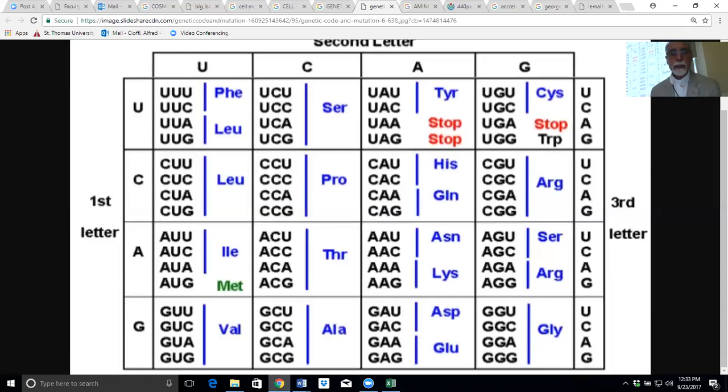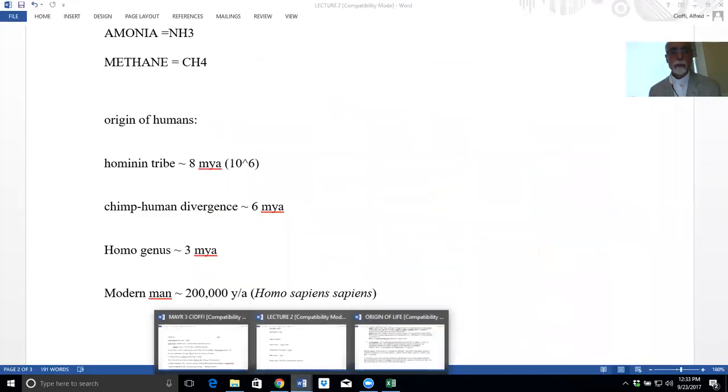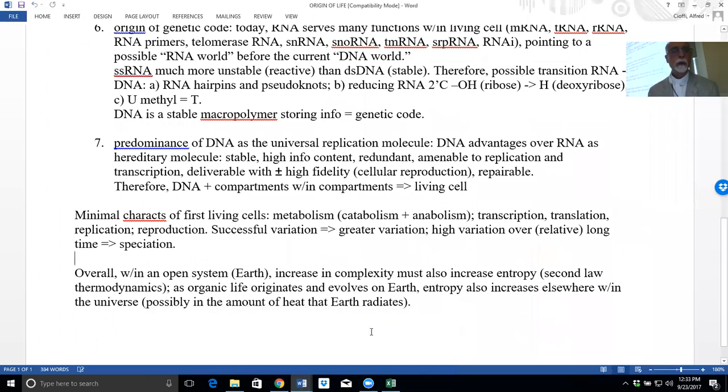Okay, let me go back. Where am I? I'm on the 7 steps of possibility of origin of life at the organic level. Okay.